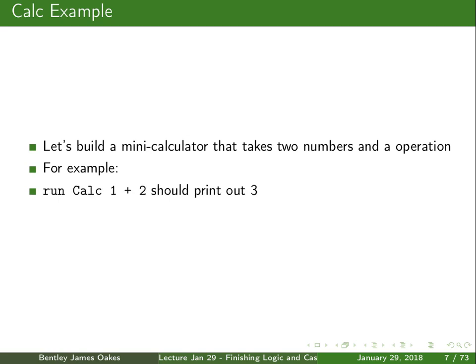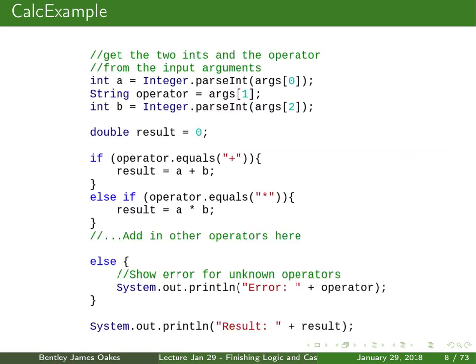I showed you guys a mini calculator last time where we could do something like run calc 1 plus 2, and that should print out 3, because that's very exciting. Have something like this, calc example. The first 3 lines take the 3 input arguments, and they convert it. So for example, I'm taking the first argument and I'm doing Integer.parseInt. That will try to turn that string into an integer. Here it's taking the second input argument and putting it into the string operator. Here it's taking the third input argument and parsing it again as an integer. So now we have our 2 ints and our operator.